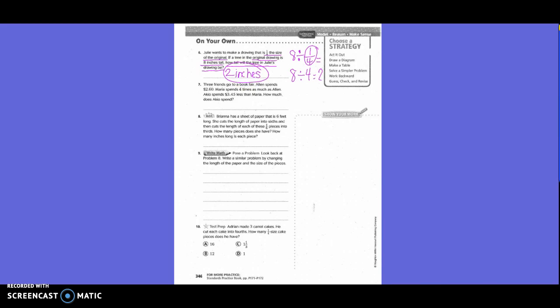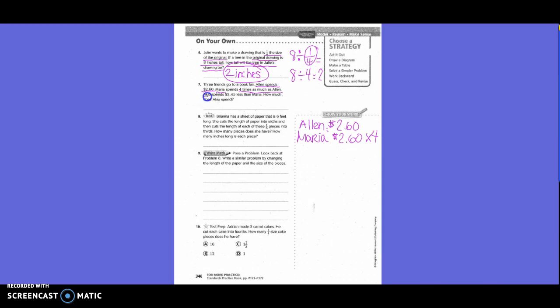Three friends go to a book fair. Alan spends $2.60. Maria spends 4 times as much as Alan. Akio spends $3.45 less than Maria. How much does Akio spend? Okay, so we know that Alan spends $2.60. Maria spends what? 4 times. So Maria has 4 times as much as Alan. So we write 2.60 times what? 4.